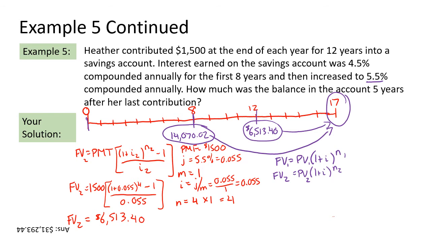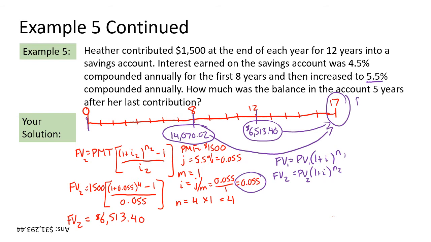It hasn't changed in this question. Okay, so it stays at 0.055. But what's different is our number of compounding periods for each, right? Because one has to be brought forward by 9 years from year 8 to year 17. The other one has to be brought forward 5 years from year 12 to year 17.